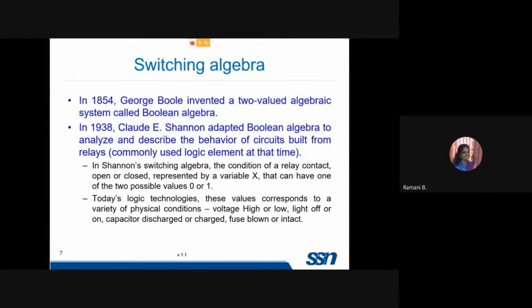What Shannon did was represent the condition of the relay contact, whether the relay is open or closed, as a variable x, which could have two possible values, 0 or 1. If it is open, it will be 1, and if it is closed, it will be 0. Now with today's technology, in many places we use this 0 and 1 logic. If the voltage is high, we use 1, and if it is low, we use 0. Similarly, on and off conditions, and capacitor charged and discharged conditions, are used nowadays.